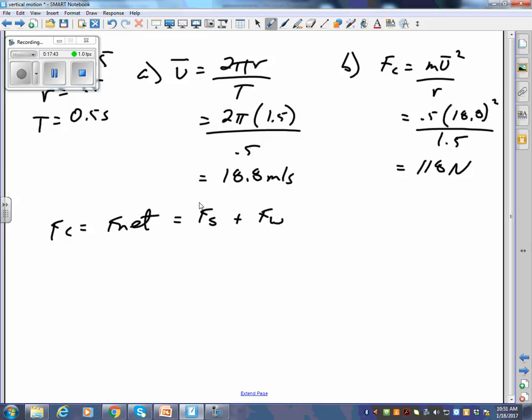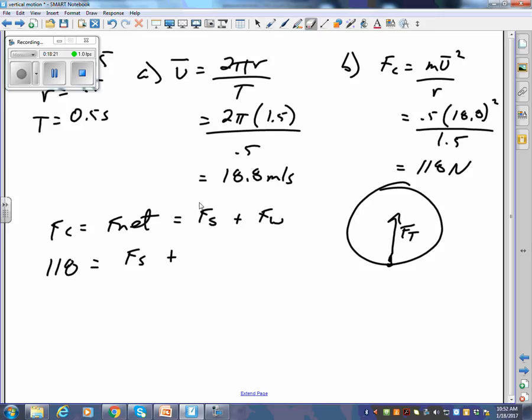At the bottom of the circle, here's the string, the Ft here, right? At the bottom of the circle, the 118, what direction is it? It's up, right? Okay, so this is going to be plus 118 is equal to the string force, but the weight force is?